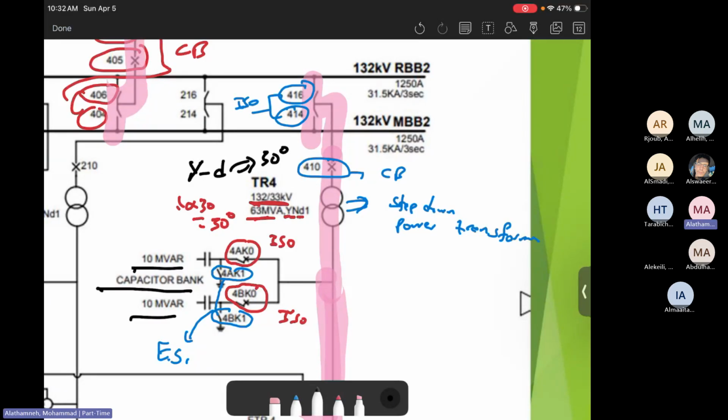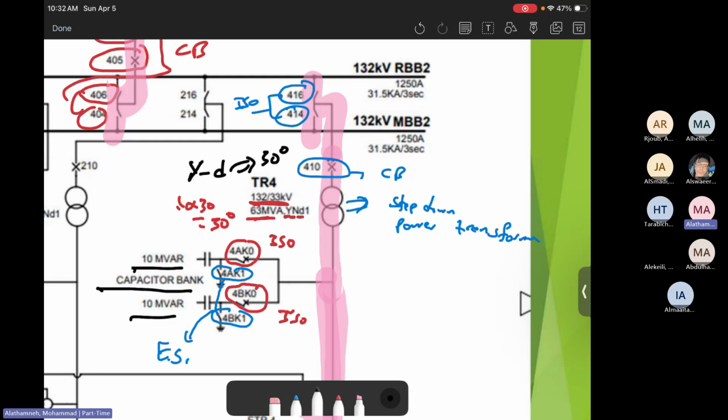Now, my question is, what's the point of using capacitors here? These capacitors, capacitor bank or shunt capacitors, are connected to the power system. What's the point of using these capacitors? What do you think? Do you have any answer? To increase the power factor. To increase the power factor, correct.